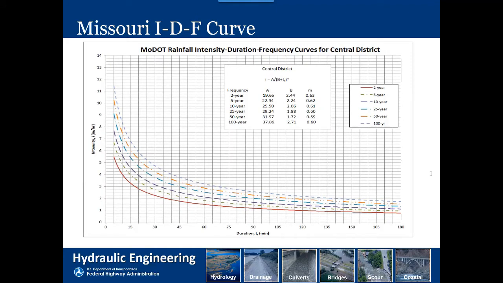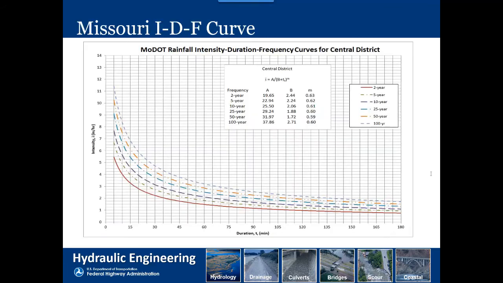They find the intensity a little bit differently than how we teach the rational method. Intensity is equal to A, one of these constants, divided by B plus the time, where that time is the time of concentration, raised to M, which they give you. So if you have a 10-year storm, you find your A is 25.5, your B is 2.06, your M is 0.61, and you have to find the time of concentration. That will give you your intensity.